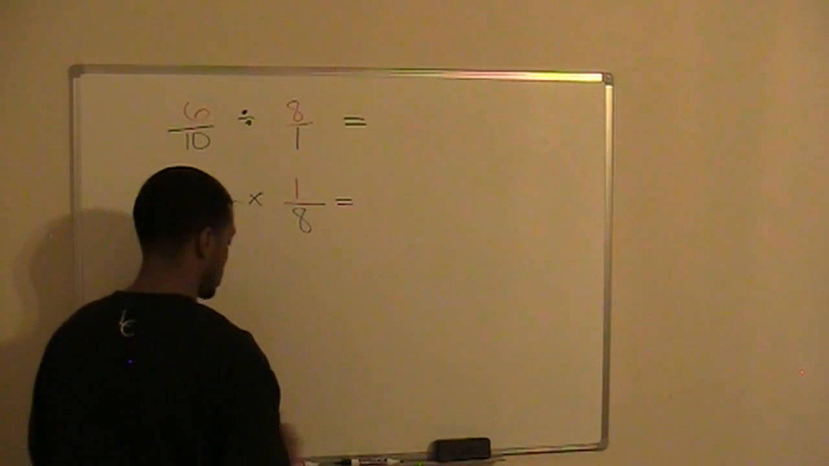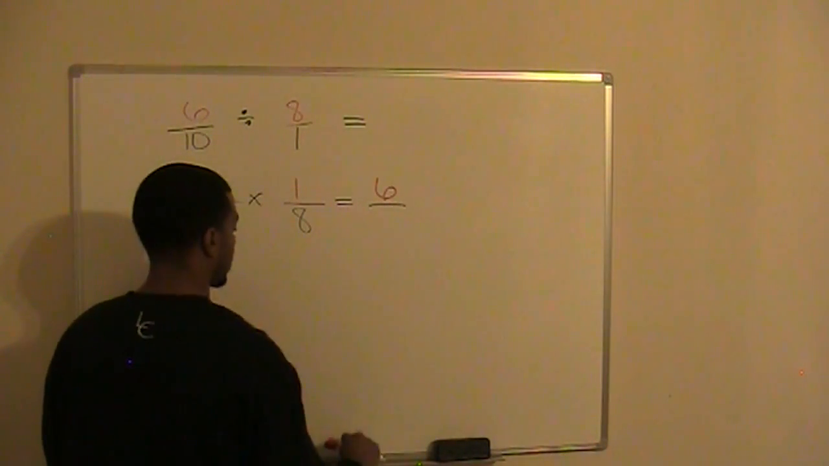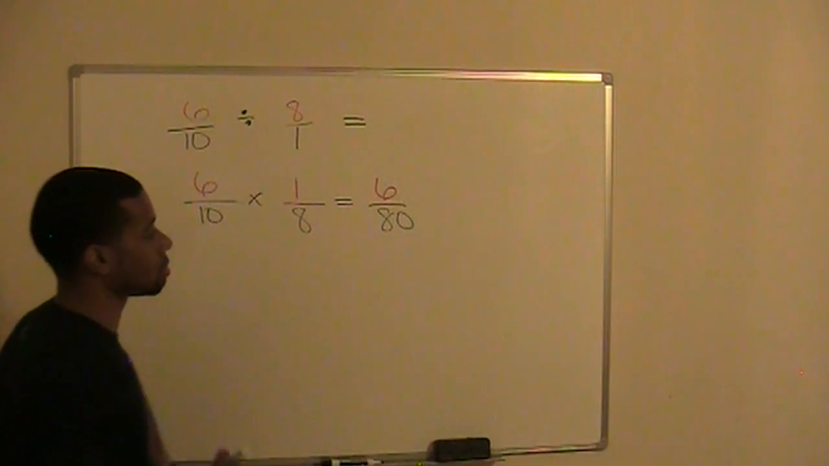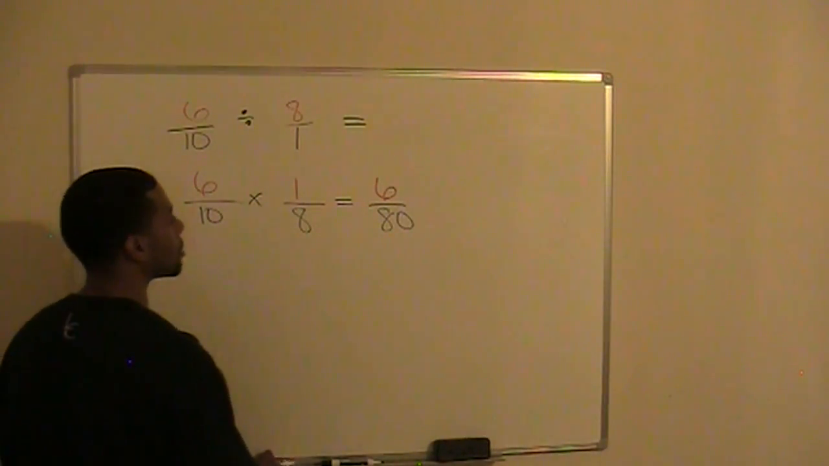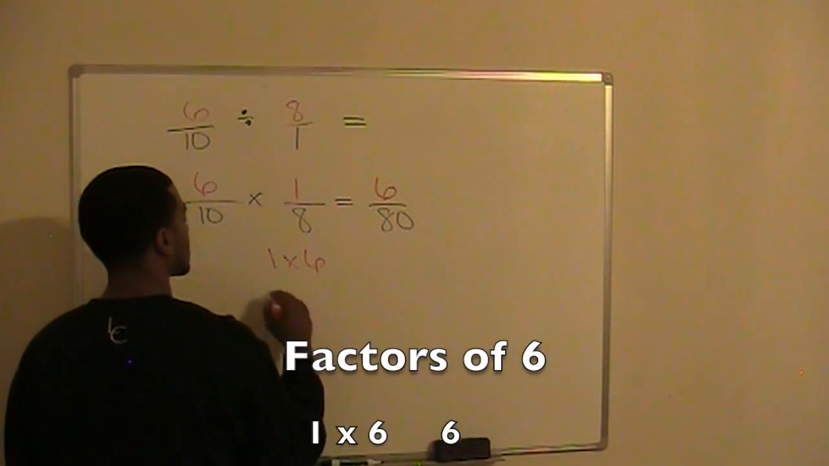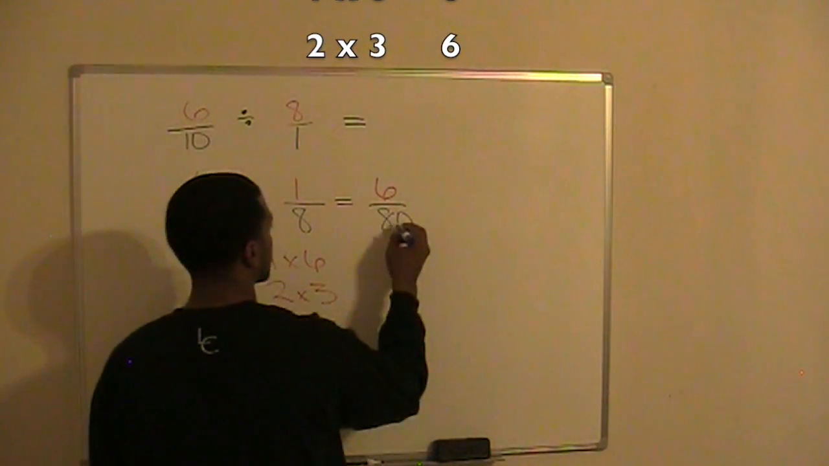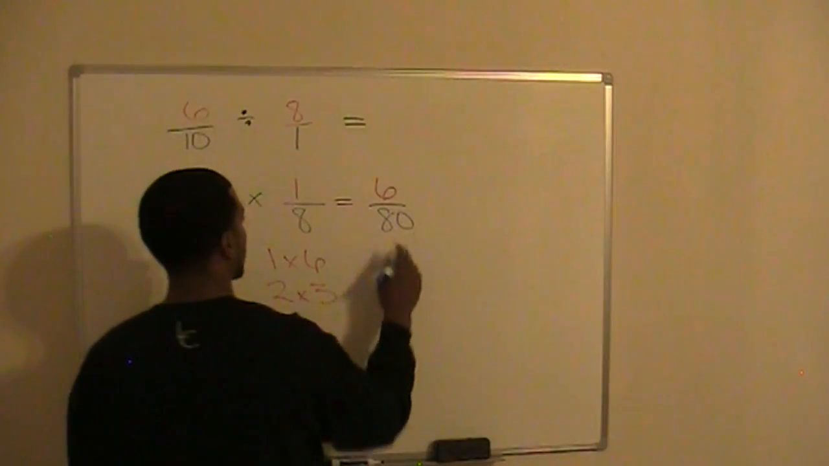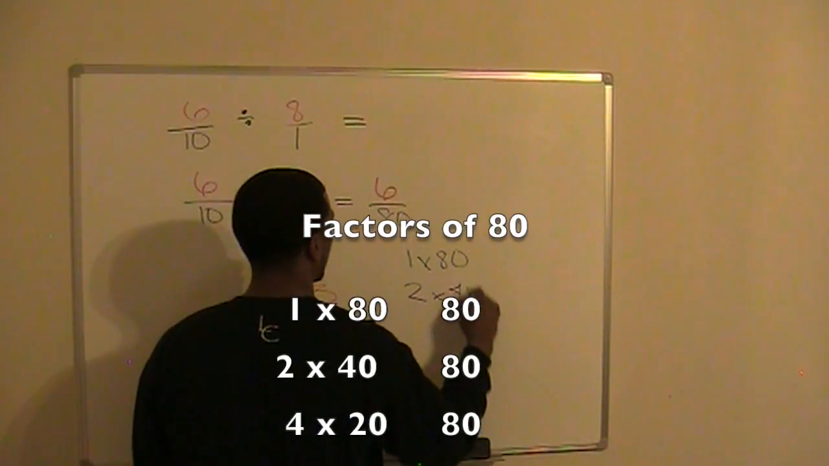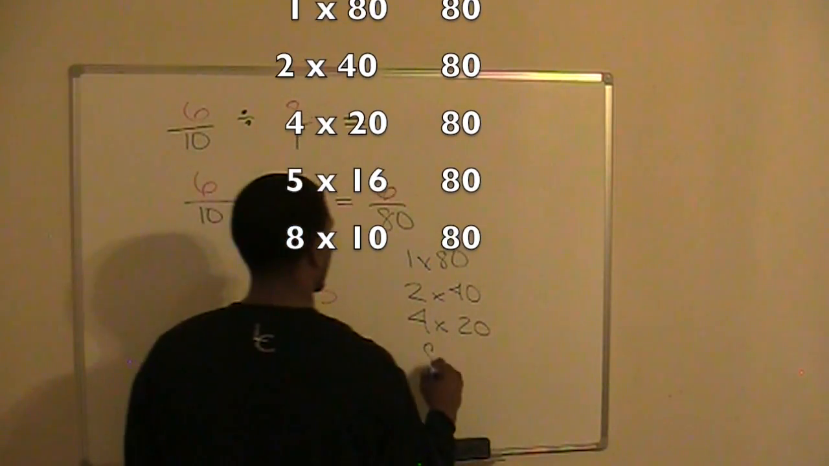6 times 1 is 6. 10 times 8 is 80. We can simplify that since they both are even numbers. We're going to go ahead and write our factors down for 6. 1 times 6, 2 times 3. And then we're going to write our factors for 80. 1 times 80, 2 times 40, 4 times 20, 8 times 10.